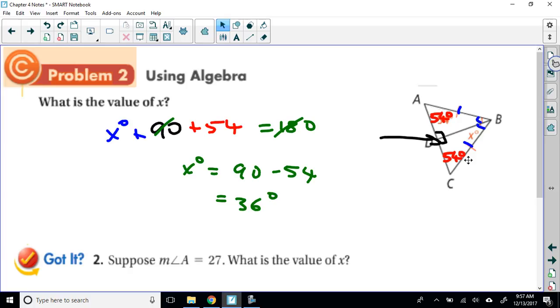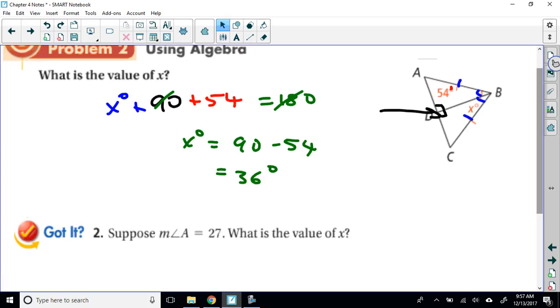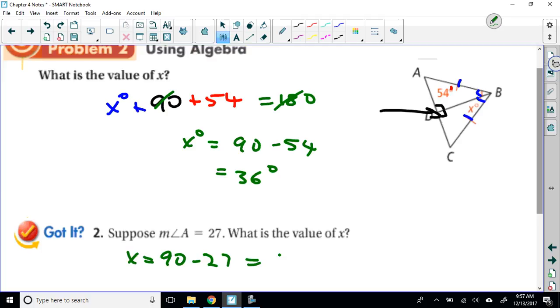It says, suppose that 54 is not a 54. Suppose that we're working with a 27 instead. Well, we would just subtract 27 from 90 instead. So in that case, x would be 90 minus 27, or 63. I think it's kind of confusing how they made those numbers palindromes of one another, but kind of neat.